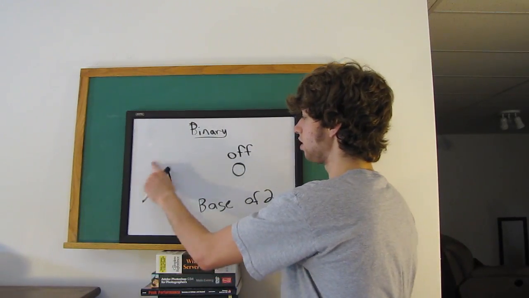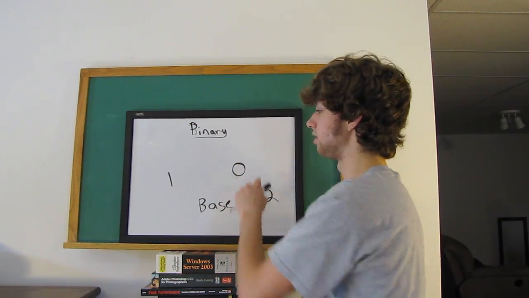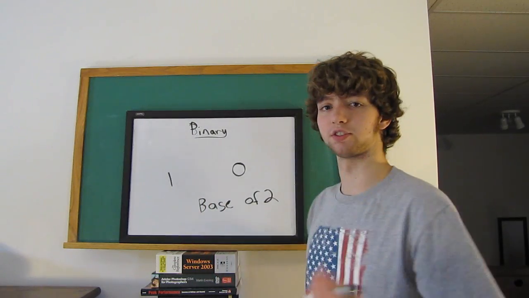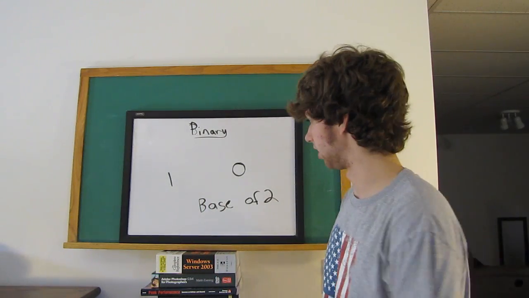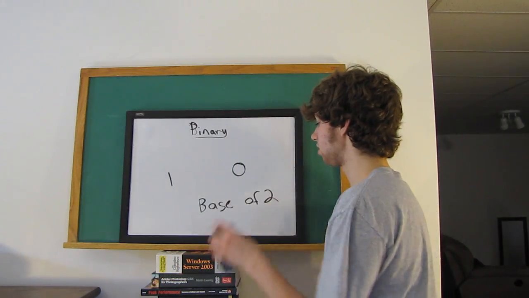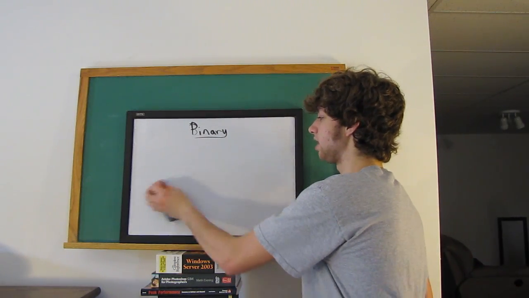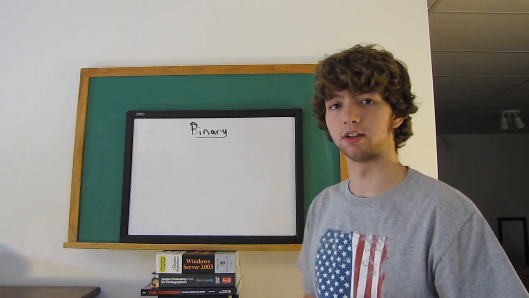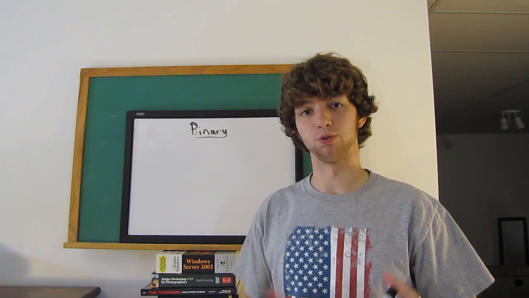So on or off, 1 or 0. For the rest of this video, we will be using 1 and 0. This represents an on or an off. So you can forget everything else. Just remember 1 or 0. Alright, so since it's a base of 2, what does that mean? Well, we can actually use binary to count.